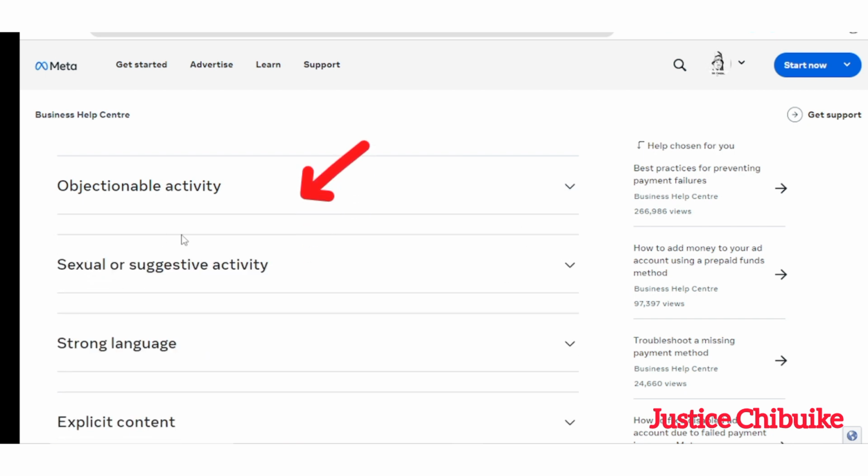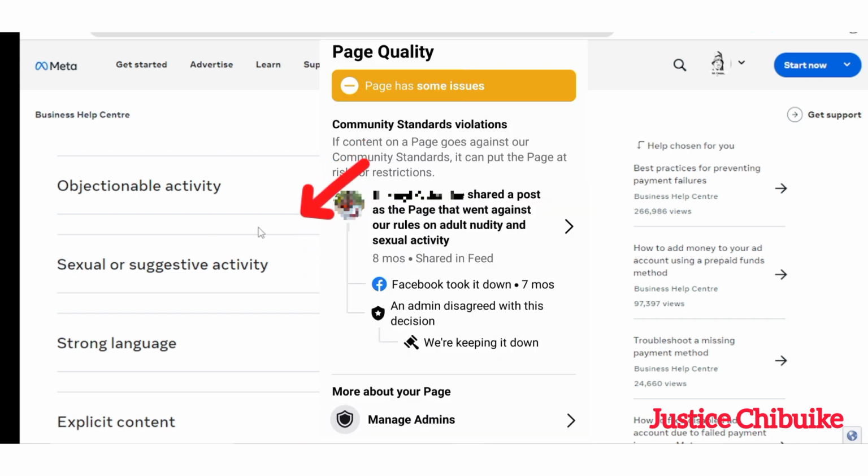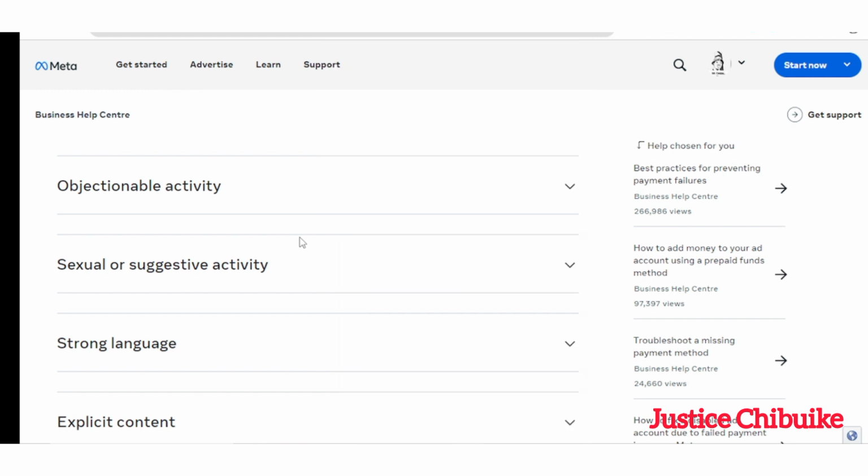Here they say sexual and suggestive activities. This is one of the things that does not only lead to demonetization or monetization issues, it pushes Facebook to delete pages. When you promote this kind of stuff on Facebook, you are going to be demonetized, or you may not be monetized on that page, or your page may be deleted.